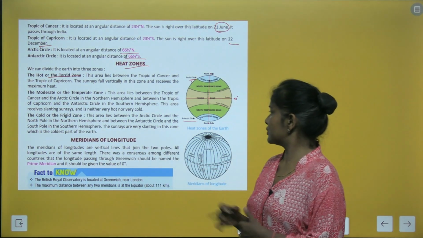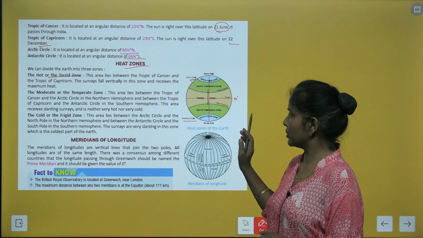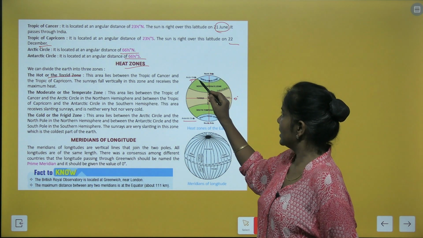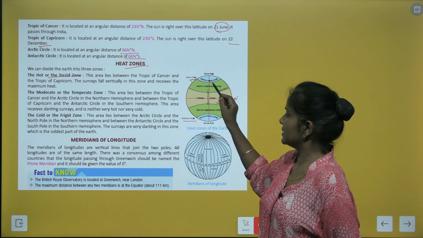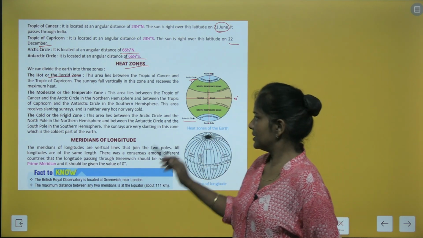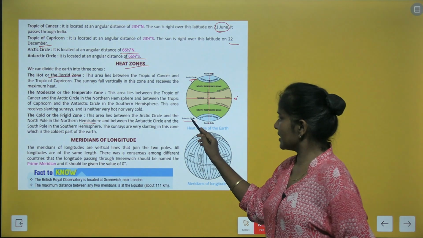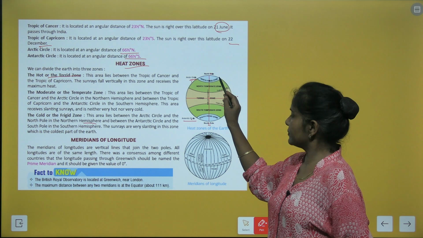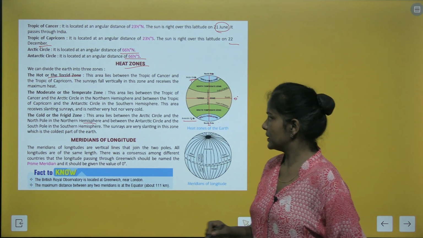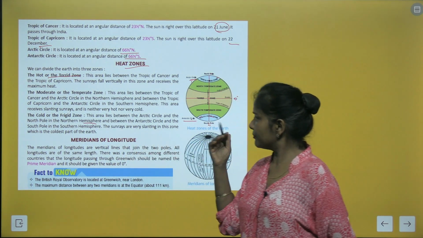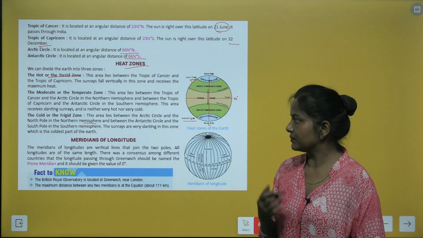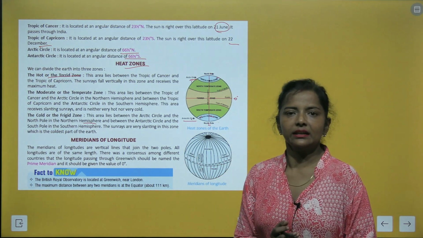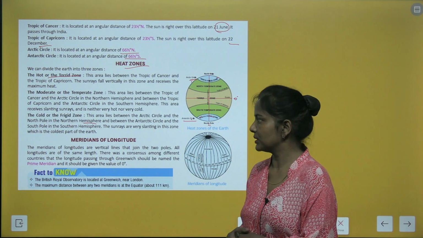The cold or the frigid zone. देखिए कोल्ड और फ्रिजिड जोन कौन सा है? दिस एरिया लाइज बिटवीन द आर्कटिक सर्कल एंड द नॉर्थ पोल. देखिए आर्कटिक सर्कल और नॉर्थ पोल के बीच में ये हो गया नॉर्थ फ्रिजिड जोन इन द नॉर्दर्न हेमिस्फीयर एंड बिटवीन द एंटार्क्टिक सर्कल एंड द साउथ पोल इन द सदर्न हेमिस्फीयर. तो ये हो गया नॉर्थ फ्रिजिड जोन और ये हो गया साउथ फ्रिजिड जोन. The sun rays are very slanting in this zone, which is the coldest part of the earth. और जो सन रेज है बहुत ज्यादा स्लैंटिंग इस पे पड़ती हैं तो ये सबसे ठंडी जगह है.